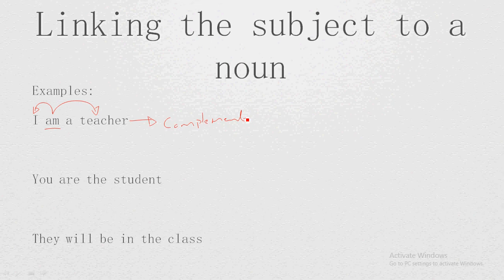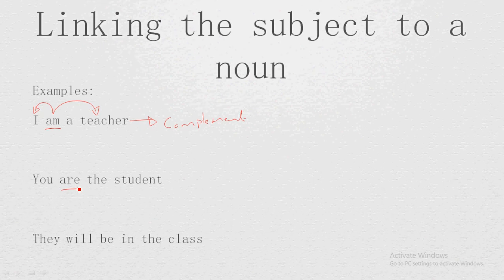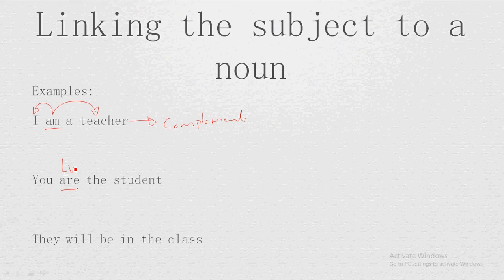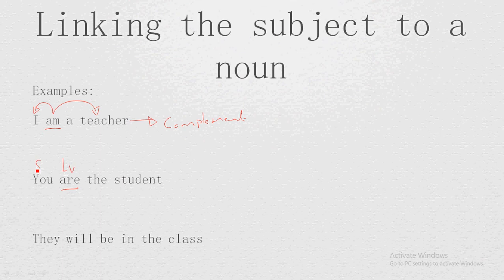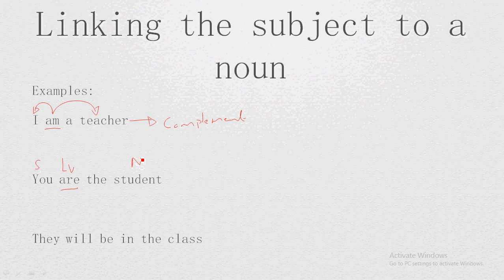Example 2. You are the students. Are is the linking verb. Okay, the linking verb. This is the subject, you. The student is the noun, the complement. Okay.